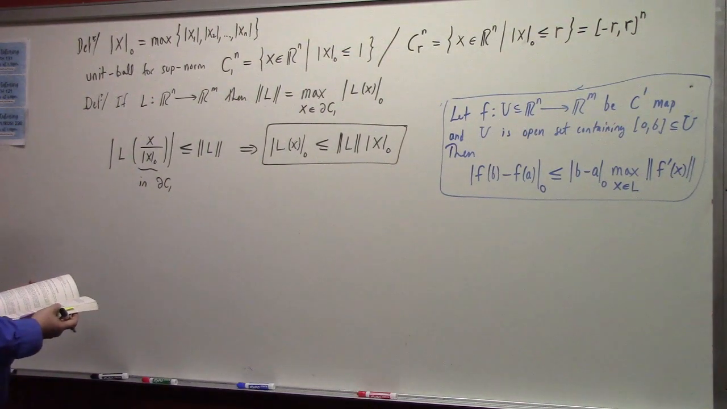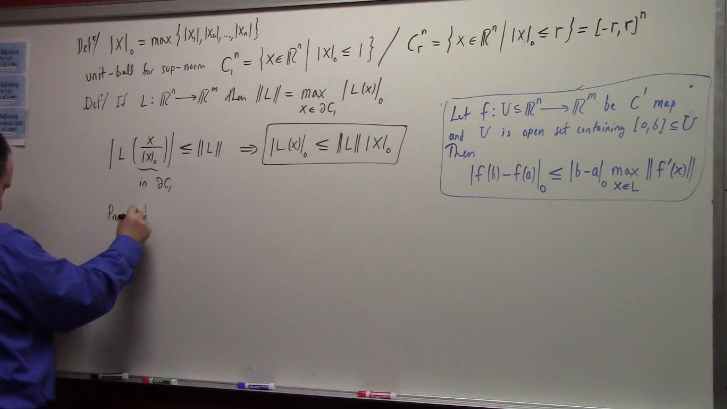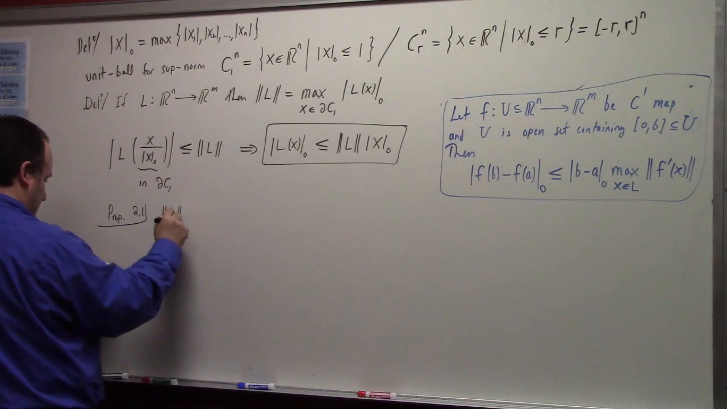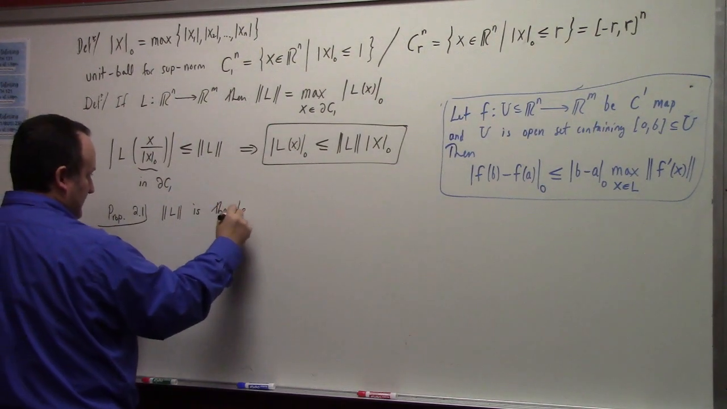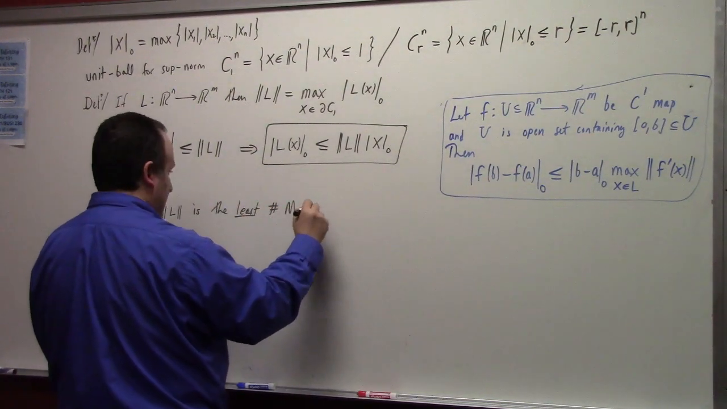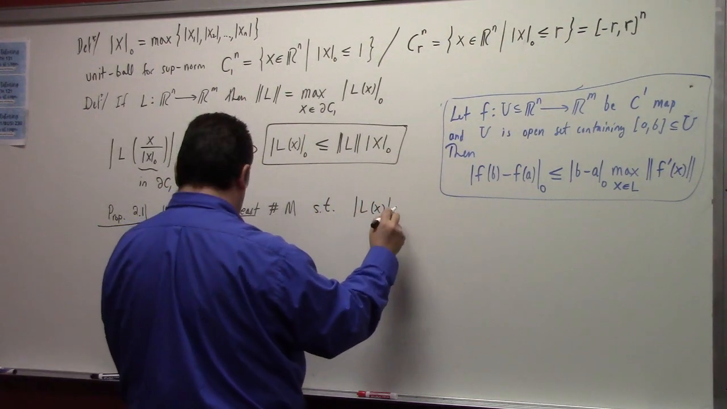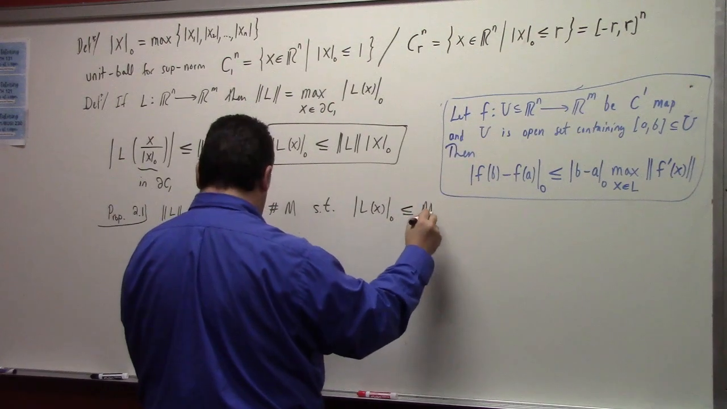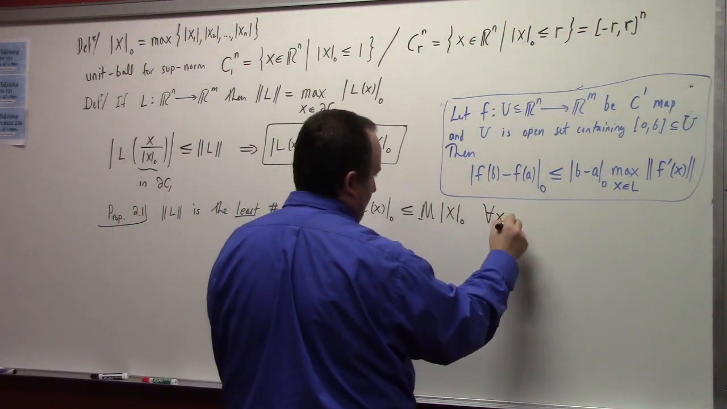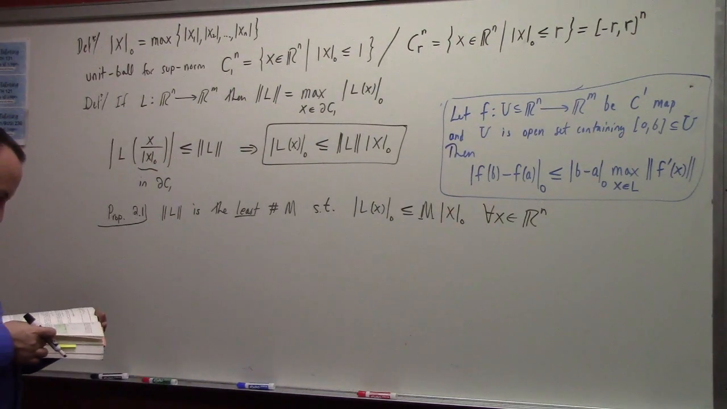Great. And he has a proposition, Proposition 2.1. He says that the norm of L is the least number m such that the sup norm of L of x is less than or equal to m times the sup norm of x for all x in Rn. All right, fine.